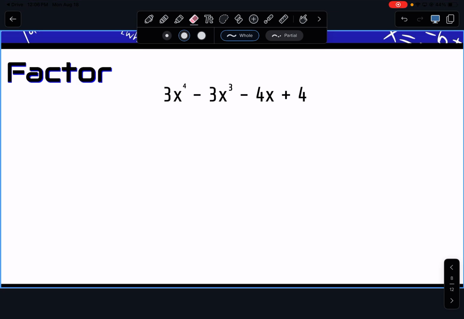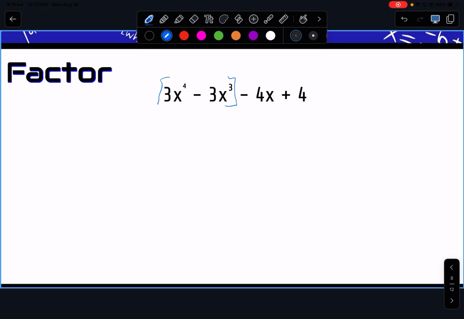So go ahead and copy that down. 3x to the 4th minus 3x cubed minus 4x plus 4. Okay, we don't have any greatest common factors here. We have 4 terms, so we have to use grouping. And here's how grouping works. We're just going to group this into 2 different groups, okay?